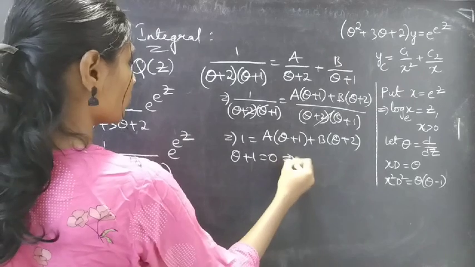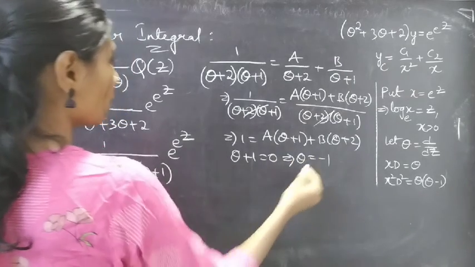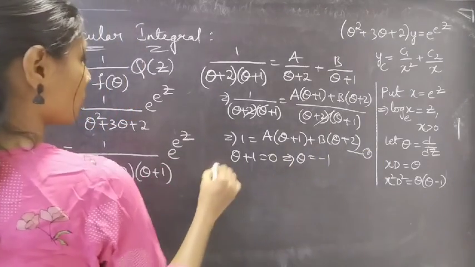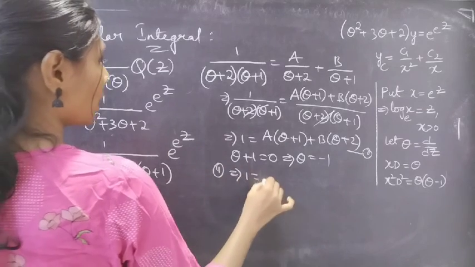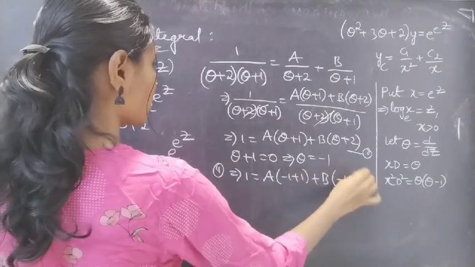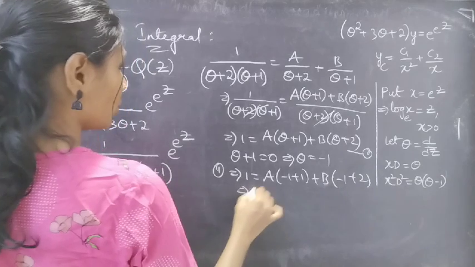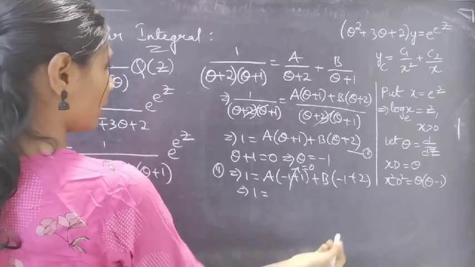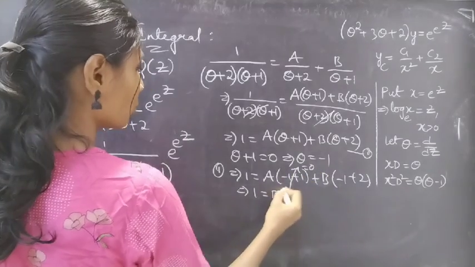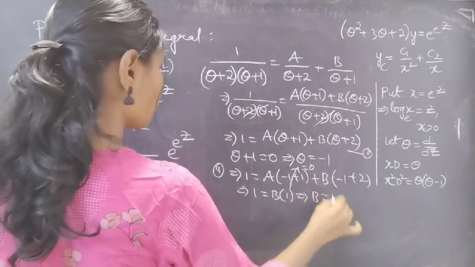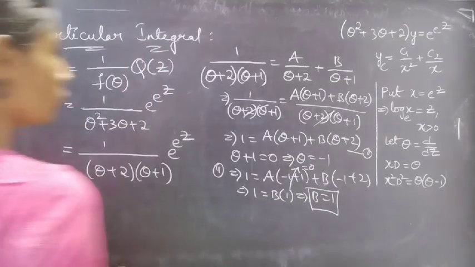When theta plus 1 equals 0, theta equals minus 1. Now put theta equals minus 1 in this equation 1, then 1 equals a into minus 1 plus 1 plus b into minus 1 plus 2. Then 1 equals, this becomes 0 because we have minus 1 and plus 1, right? b into minus 1 plus 2 is 1. Then b equals 1. We got the value of b.